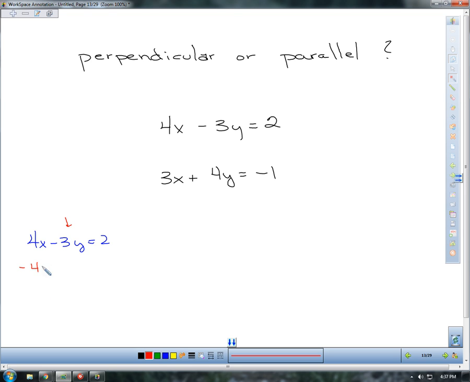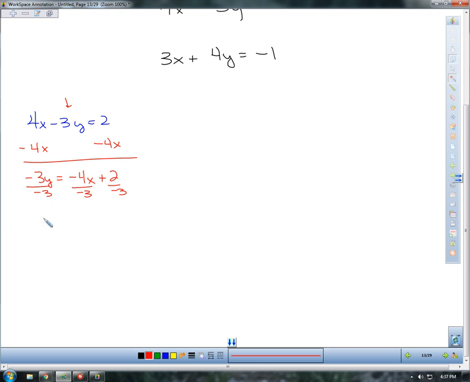So I'm going to subtract 4x from both sides, and so now I have negative 3y equals negative 4x plus 2. Okay? So I need to get rid of negative 3 by dividing, and I'm going to divide it through everything. So now I have an equation of my line as y equals 4/3 x minus 2/3. And don't worry about the negative 2/3, because remember, all I'm worried about is my slope. And I know that the slope of this line is 4/3.